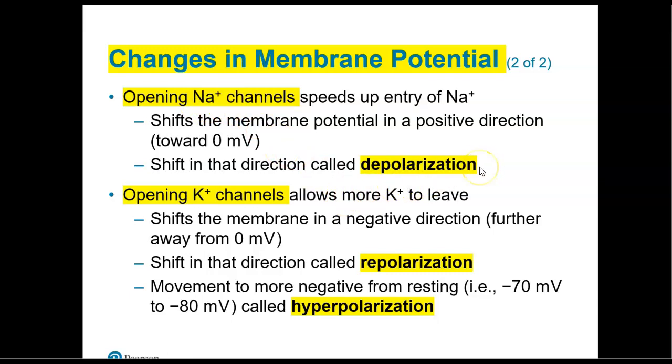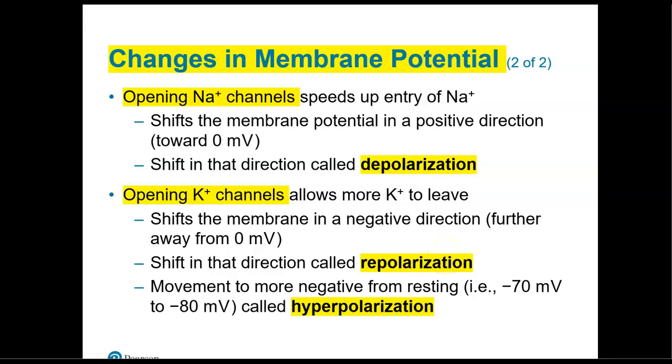That is depolarization. Sometimes, though, we want to do the opposite. We want to repolarize the membrane back to negative 70. And we're going to do that by not bringing negative ions in, but by moving positive ions out. So if we open potassium channels, this will allow potassium, which is positive, to leave the neuron, to leave the plasma membrane. And that is going to cause the inside to be more negative.